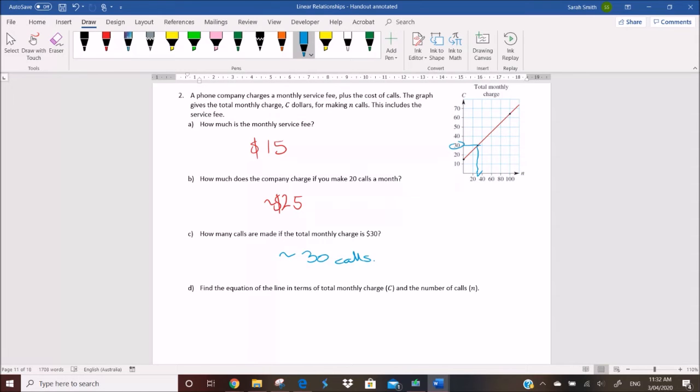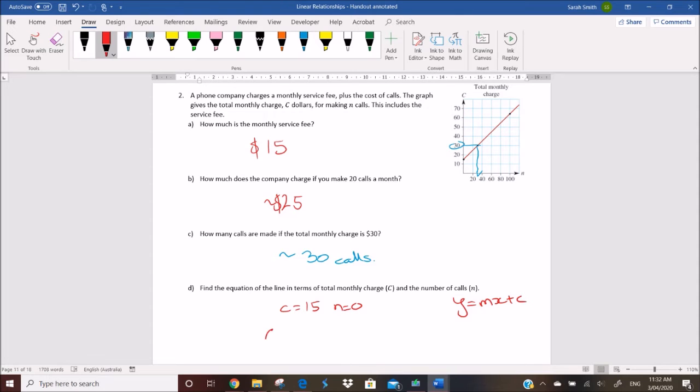To find the equation of the line in terms of total monthly charges versus the number of calls, we can use any of the points that we've just found. So I'm going to use our initial point. Our charge equals 15. That's when n equals 0. So I'm going to use that point there. So that tells us, again, y equals mx plus c is the form of this type of equation.